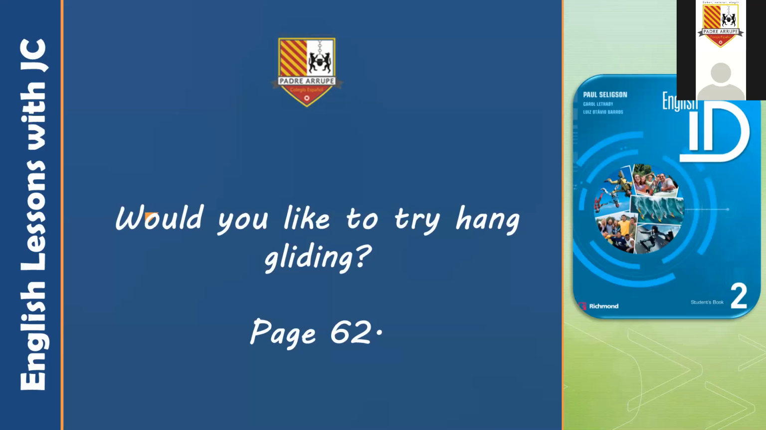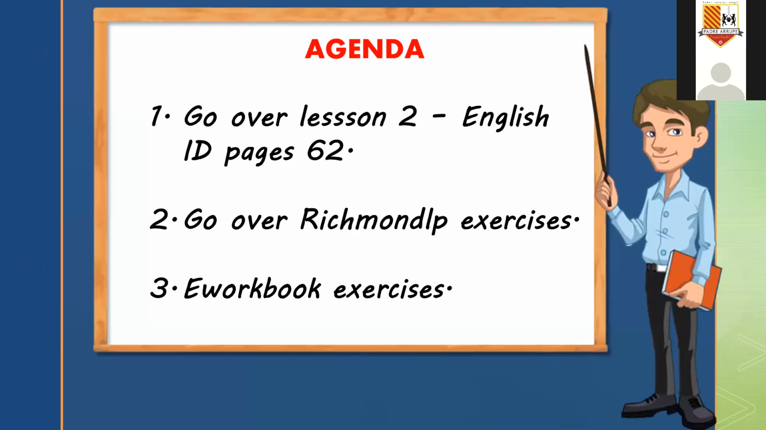The name of the lesson is, would you like to try hang gliding? That is the name of the lesson. Then we have the points. Work on those exercises in your English ID. Then we're gonna move to Richmond Learning Platform exercises.